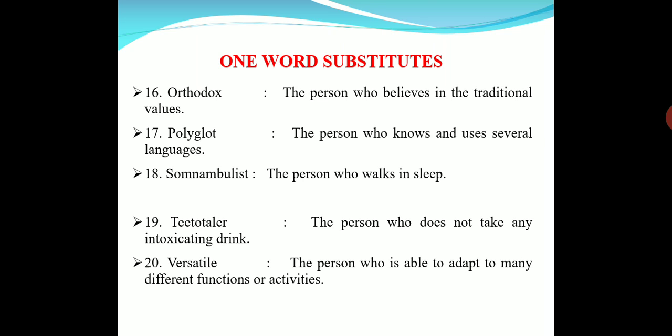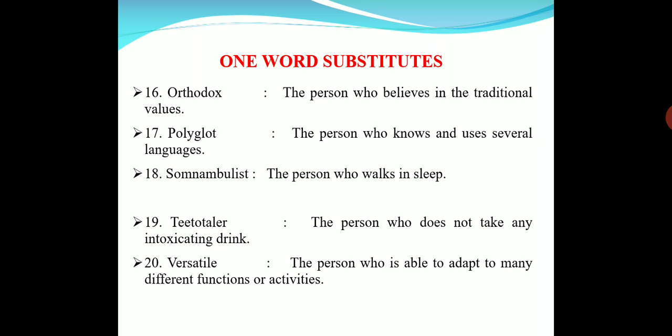Orthodox. Orthodox means the person who believes in the traditional values. Generally, parents, grandparents, we think they are orthodox, no? They believe in the traditional values. Polyglot. Polyglot is a person who knows and uses several languages.